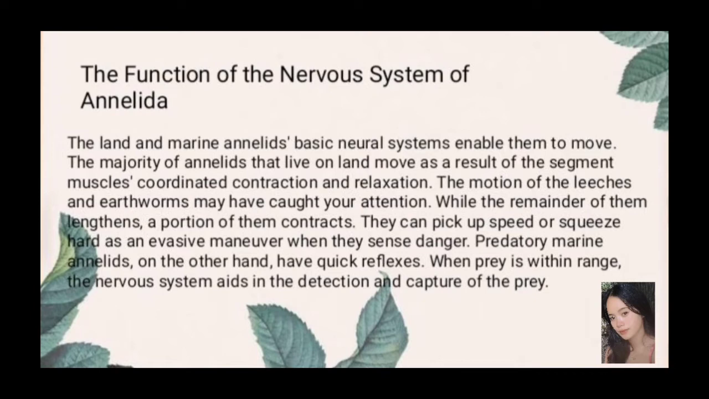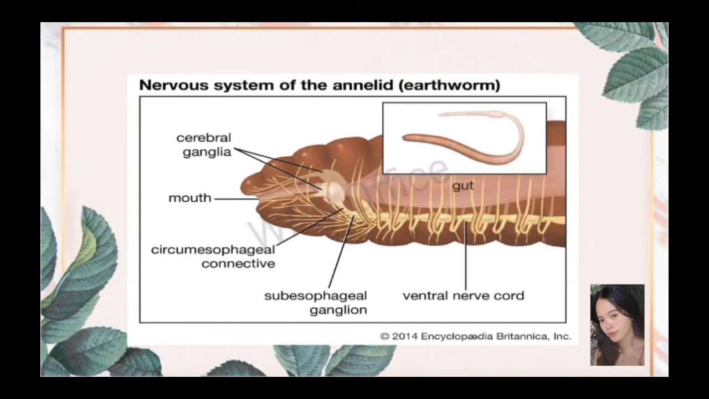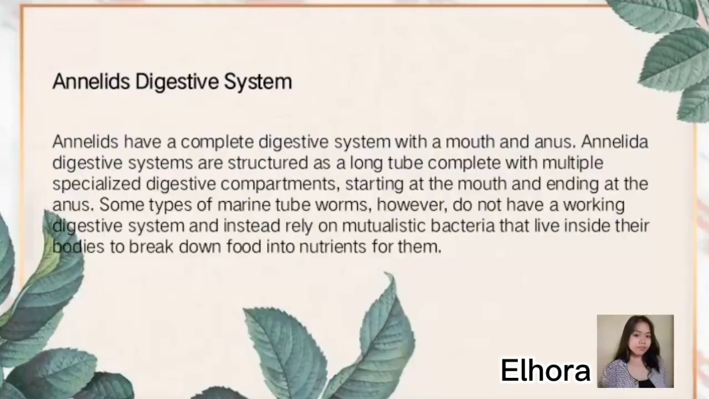Predatory marine annelids, on the other hand, have quick reflexes. When prey is within range, the nervous system aids in the detection and capture of the prey. Here is an example of the nervous system of the annelid. We have cerebral ganglia, mouth, circumesophageal connective, subesophageal ganglion, and the ventral nerve cord.